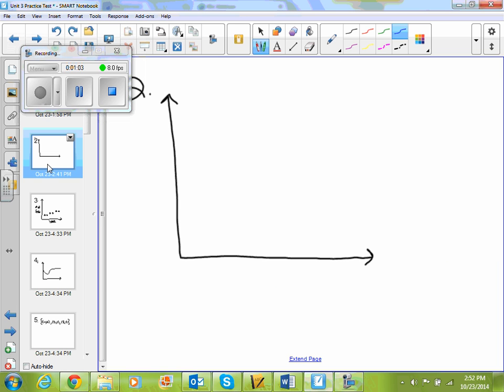Alright, if we look at number 2, a ball is dropped from a second-story window and bounces to a stop on a patio below. So, it's going to be up here, and then we're going to go down, and we're going to hit here, and then we're going to bounce back up, and it's going to keep doing that until it stops, it says. It bounces to a stop. So your graph should look something like that. What type of graph is that? Continuous.